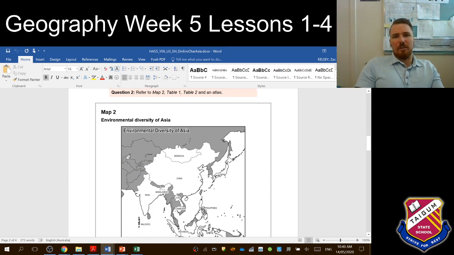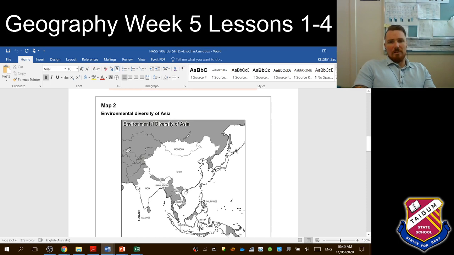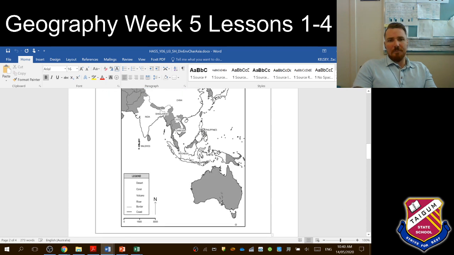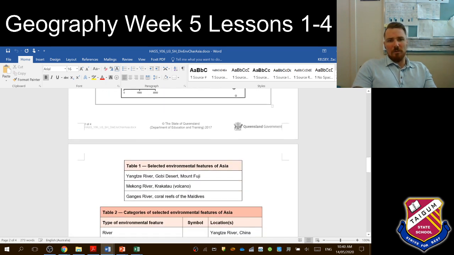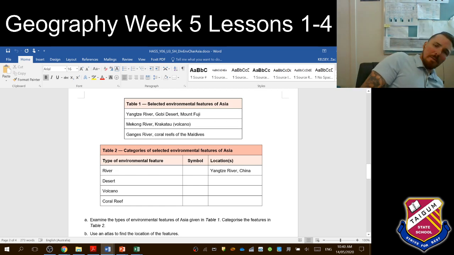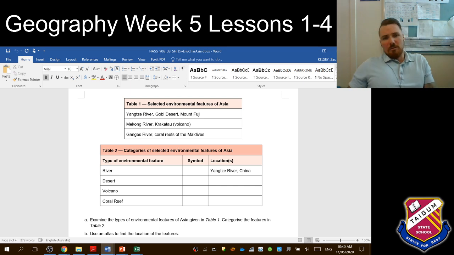Question 2, referring to map 2 and tables 1 and 2. And it says also an atlas possibly, so you might need to hop back in and have a look at our map of Asia in Google again. Similar maps as what we've had before. Table 1. Selected environmental features: the Yangtze River, the Gobi Desert and Mount Fuji, Mekong River, Krakatoa, and the Ganges River, coral reefs of the Maldives.